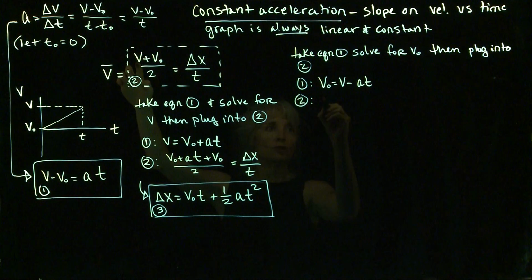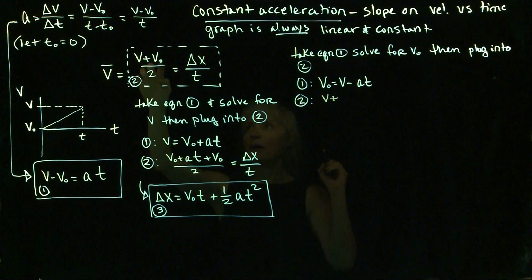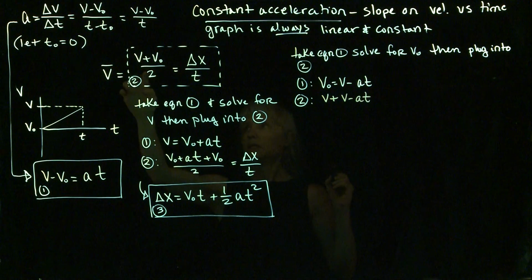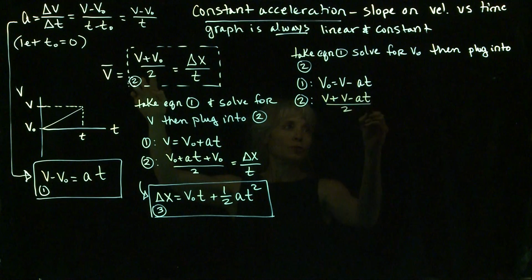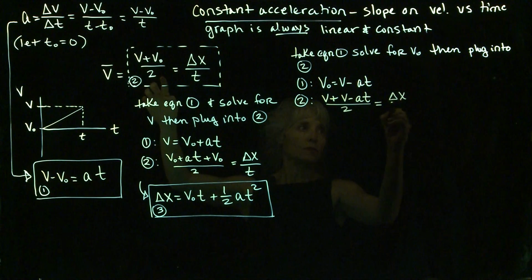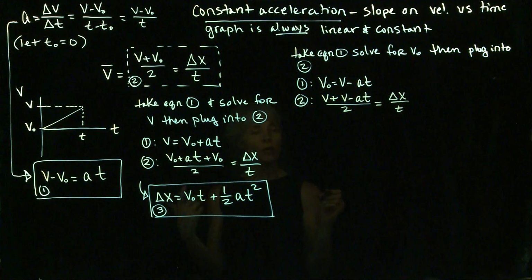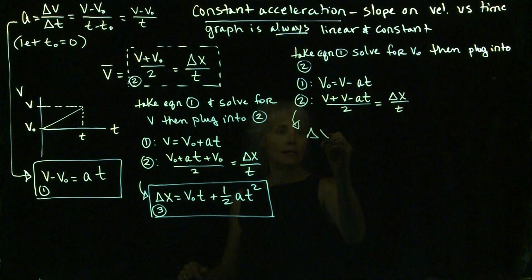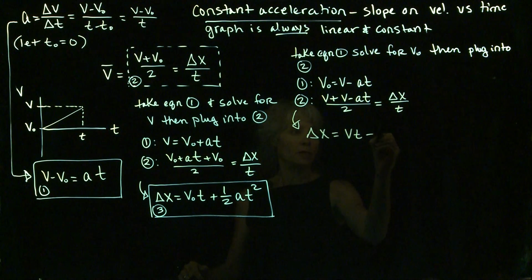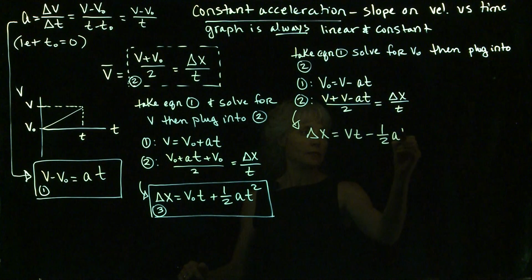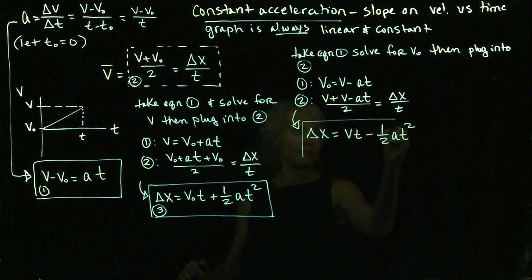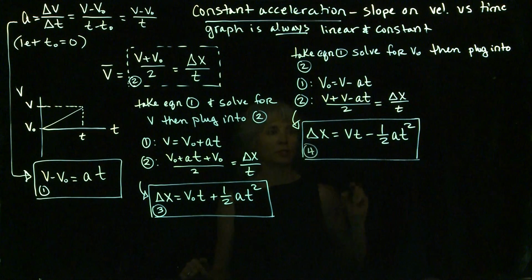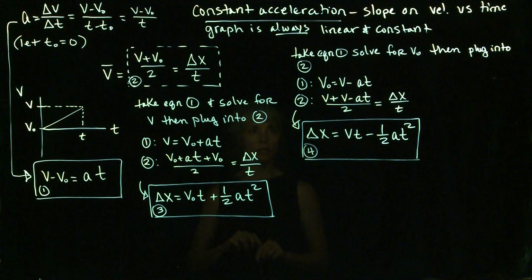So start off here at equation 2. I have v plus, boom, now I have v naught. Instead of writing v naught, I'm going to write v minus at. And that whole numerator now over 2, and that's equal to delta x over t. Rearranging this equation, we're going to get delta x is equal to vt minus 1/2 at squared. This I'm going to label as equation 4. Another equation that's going to be useful for the case of constant acceleration.